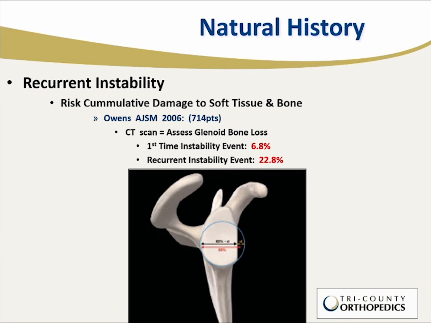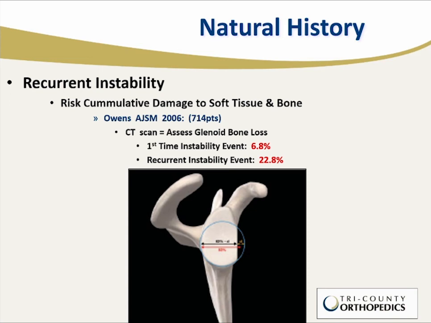Lastly, this is a very important study done by Owens, who was at West Point and is now at Brown. He did a lot of classic, very good studies, and this is the most recent one, looking at 714 patients. He assessed glenoid bone loss by CT, the best and most accurate way to do so, and wanted to see if there was a difference in the amount of bone loss on the glenoid between first-time dislocators and recurrent dislocators, and found a substantial difference.